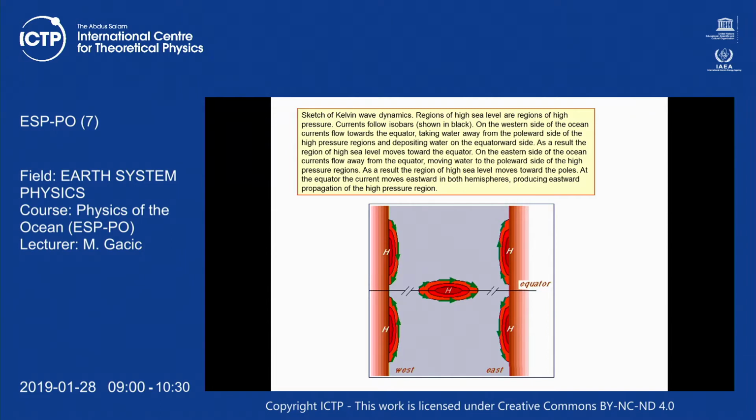So that means that this high is moving along the equator, moving to the east coast. And this is how the signal, whatever is happening on the west coast, reaches the east coast, and this is how the signal associated to El Nino also reaches the east coast. This is one explanation.